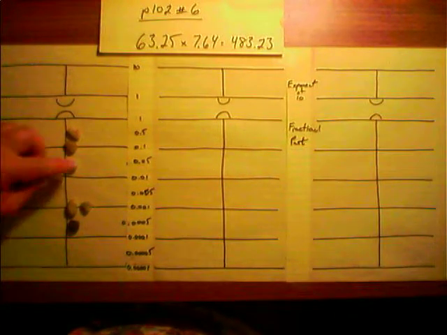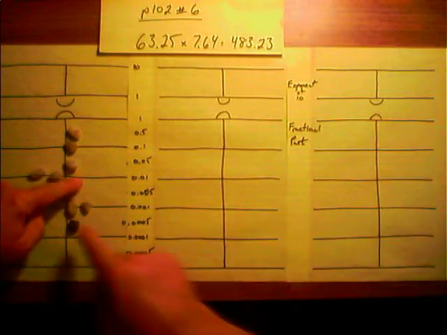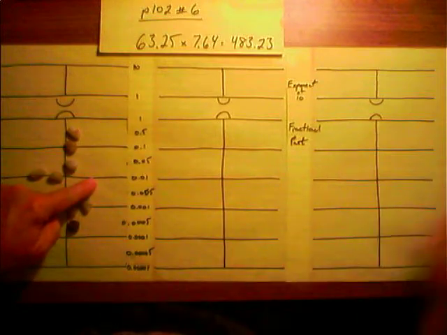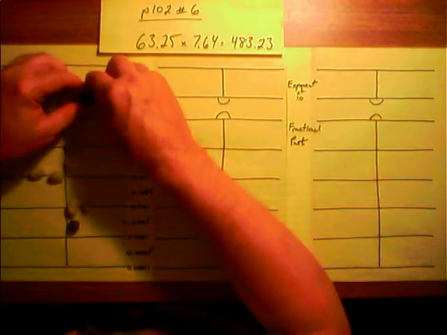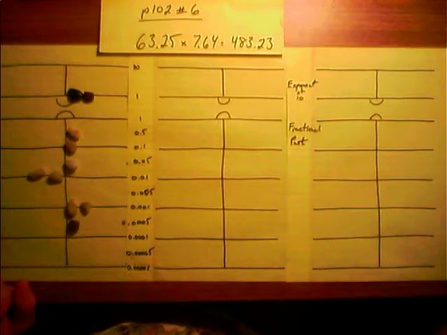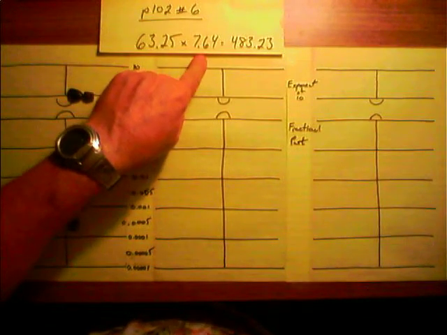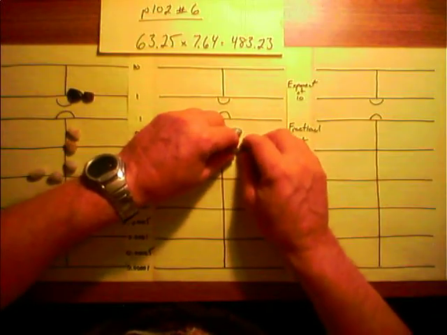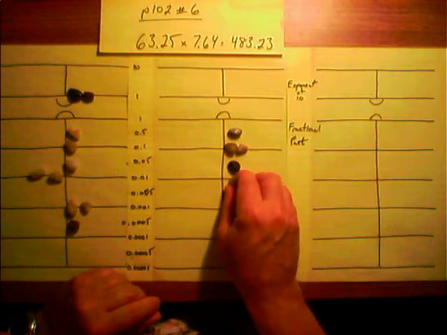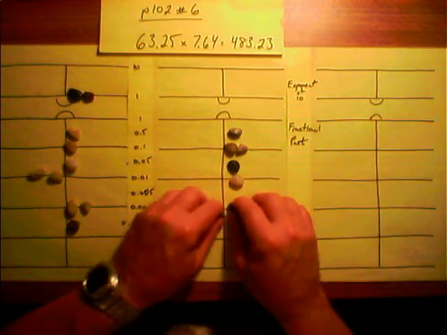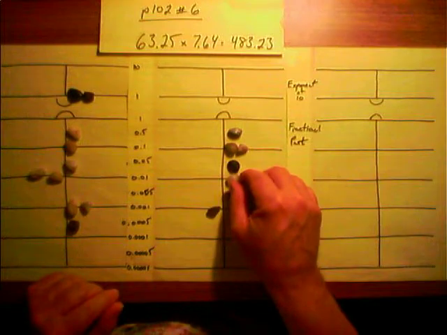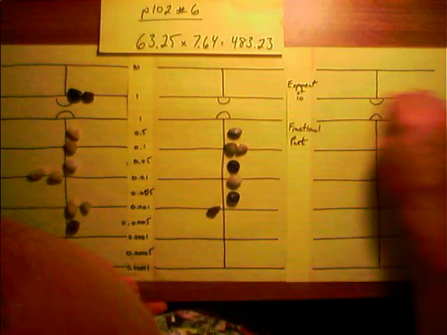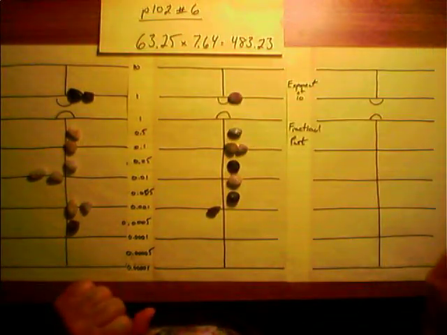Now this is 63.25, but I want this to be the unit line, so I have to move the decimal place up 2, so I'm going to put an exponent of 2 on 10. Now I put 7.64 here, 7.64, I'm sorry. Now, right now the point is here. I move it up 1 by putting an exponent of 1.